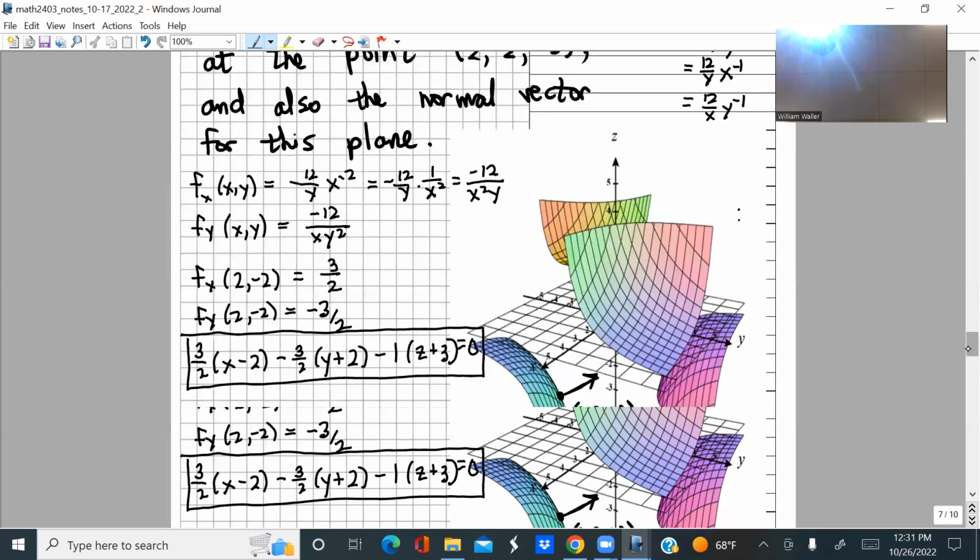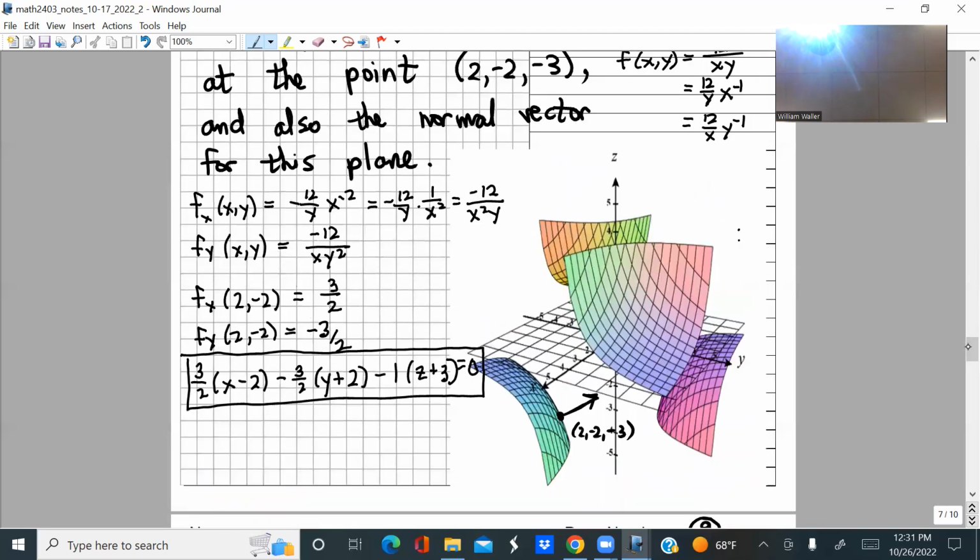If we were to graph that, darn it, I should have thought to make a graph. Graph the tangent plane and this surface simultaneously, right? That tangent plane should just touch this surface, not slice through the surface close to this point. The tangent plane is really supposed to be parallel to the surface at this point. And here's the normal vector.